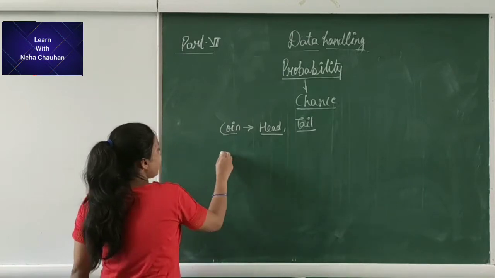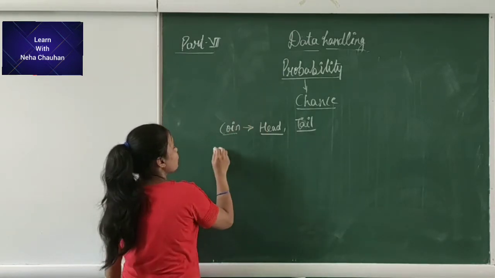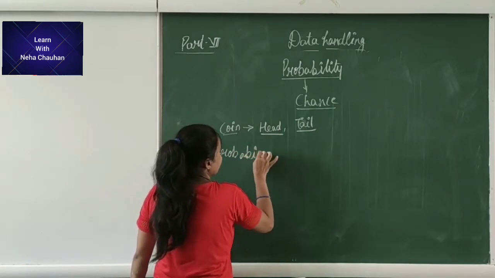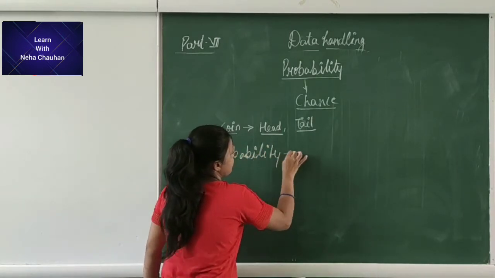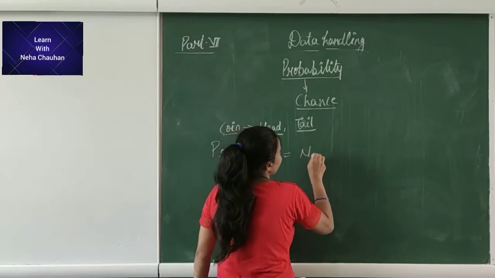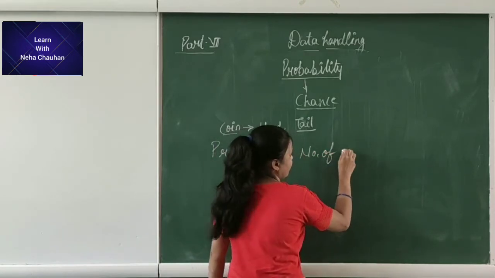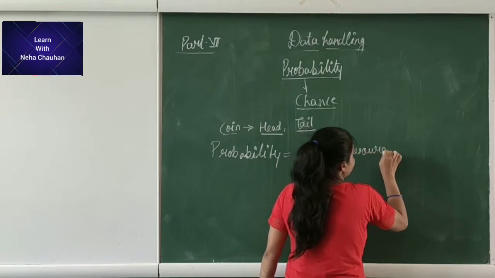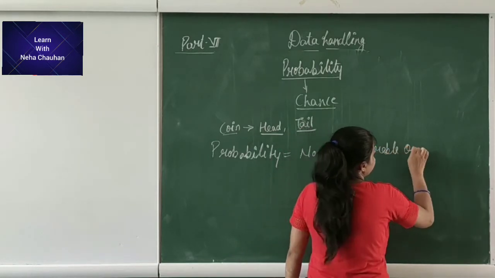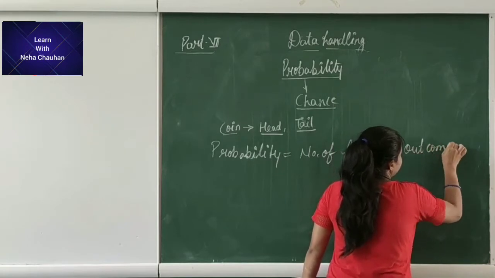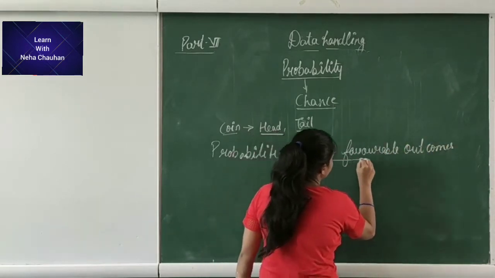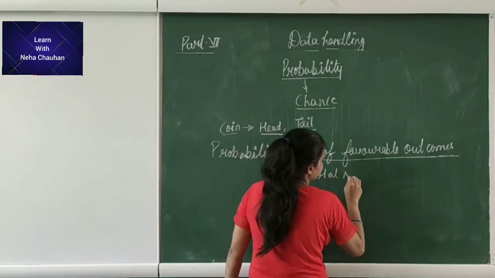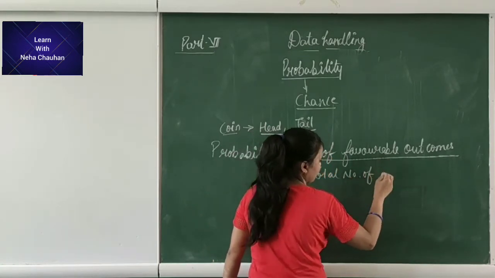So we have a formula for the probability. What is the formula for probability? This is number of favorable outcomes divided by total number of outcomes.